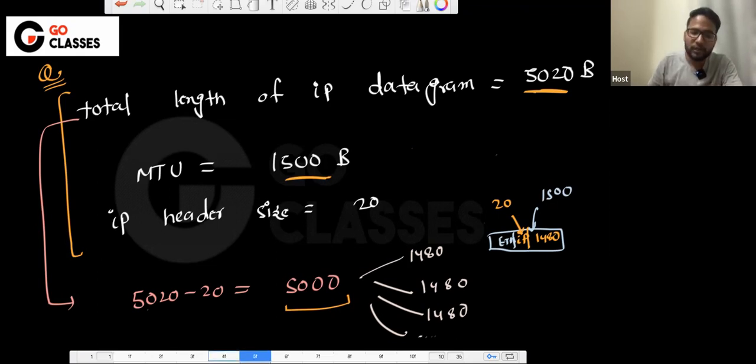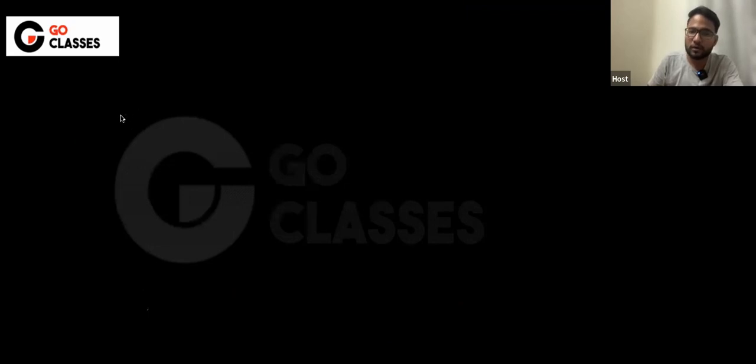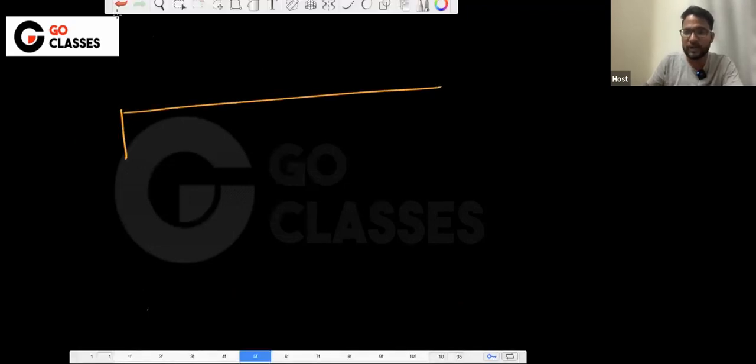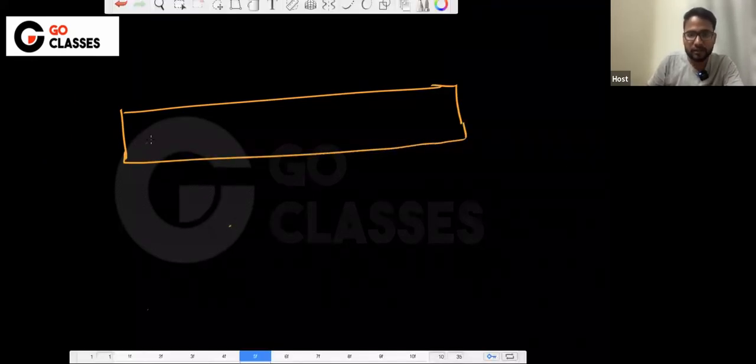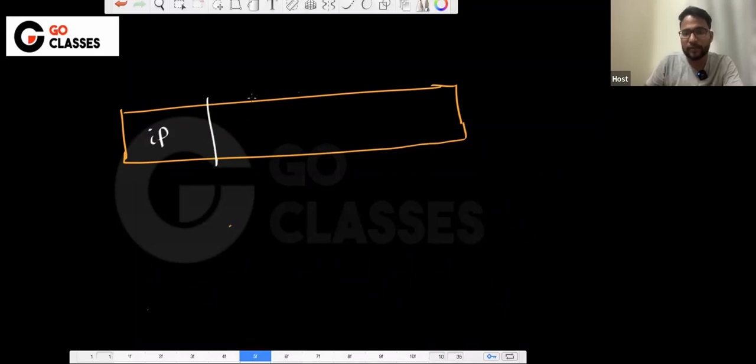Now, just tell me one thing. Let's suppose this is your complete data, a complete IP datagram, which means this is the IP header and this is the payload of 5,000 bytes, suppose initially. Now tell me, if that is the case, where is your TCP or UDP header? Just after this IP header, right? It must be here only.